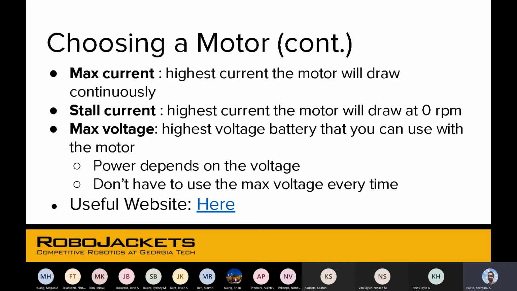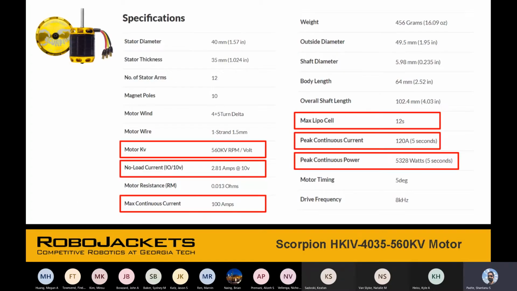There is a useful website in that link. We'll look at that later. So this is what a spec sheet looks like. Any questions? You don't need to know all of these numbers, but we've pointed out the stuff you might want to look at when you're choosing a motor. So I hope everyone's clear. Any questions?